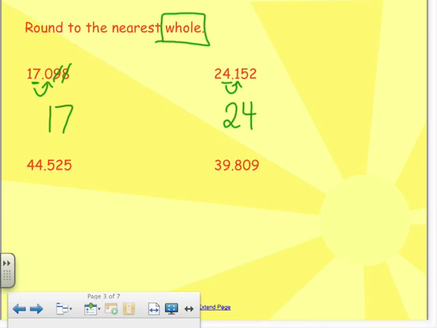In my next example, though, right after the 4 in the tenths place is a 5. That 5, if it's 5 or higher, will round it up. So instead of 44, it's going to round to 45. My last example on this page, if I look at the tenths place, I have an 8. That 8 will round the 39 up to 40. So that's rounding to the nearest whole. Let's look at another example with a different place value now.